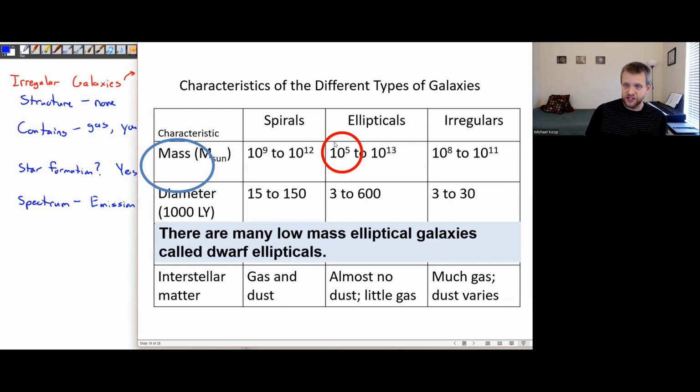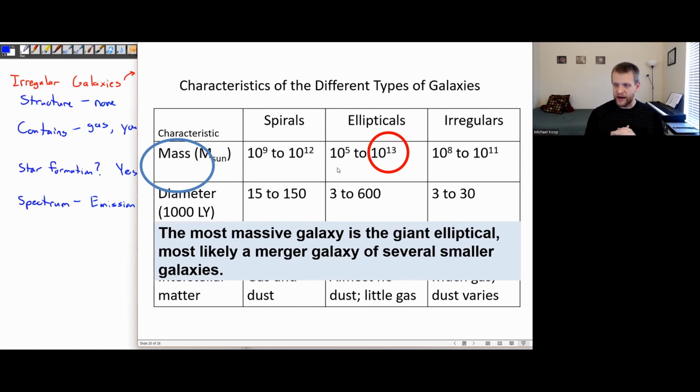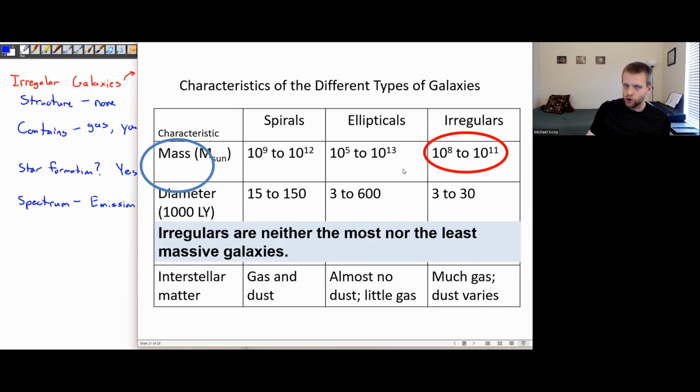Notice for the elliptical galaxies, we have some very low mass, or quite low mass, elliptical galaxies. Those are the dwarf ellipticals. Those are the most common type today. But we also have these giant elliptical galaxies, which are most likely the result of the merger of many smaller galaxies. So these giant ellipticals do max out the scale on the largest galaxies that we see. For irregular galaxies, well, they're kind of middle range. They're not the highest mass, they're not the lowest mass, they're in this middle range.